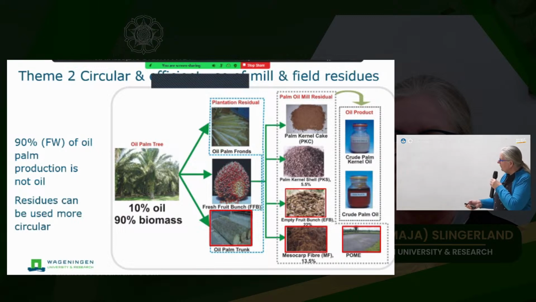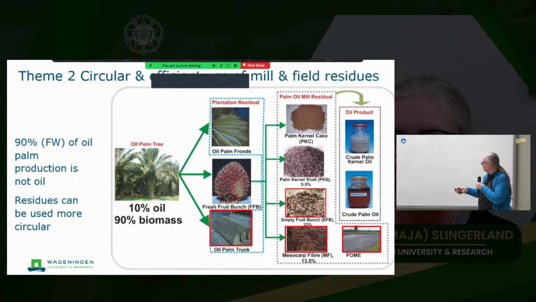So if you have here the tree, you have the fronds, which are the leaves. You have, of course, the fruit bunch. And you have the trunk. And the trunk becomes available at replanting. And then from the oil, you have the palm kernel cake, you have the palm kernel shell, you have the empty fruit bunches, and the fiber that has been pressed for the oil.